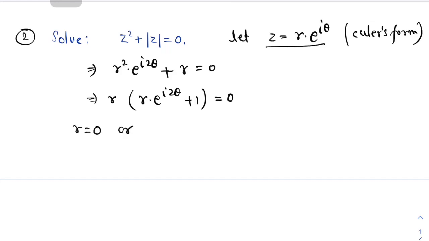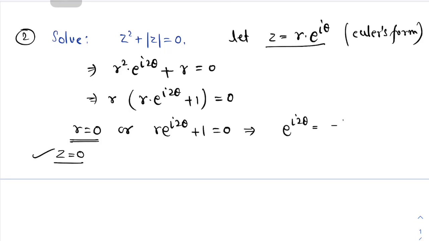So either r equal to 0 or r into e to the power iota 2 theta plus 1 equal to 0. R equal to 0 is itself sufficient for determining a complex number. There is only one complex number whose modulus is equal to 0, and that is 0 itself. So the other factor is e to the power iota 2 theta. E to the power iota 2 theta is minus 1 by r, transposing this to the right hand side and dividing by r.